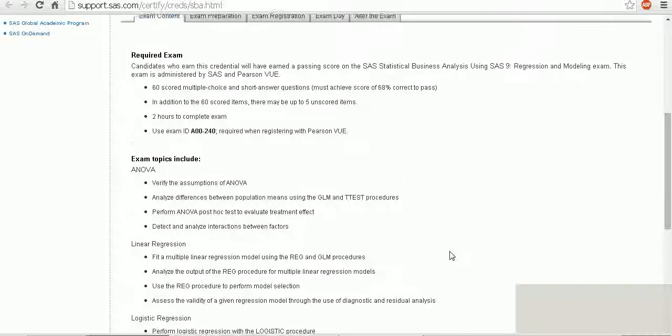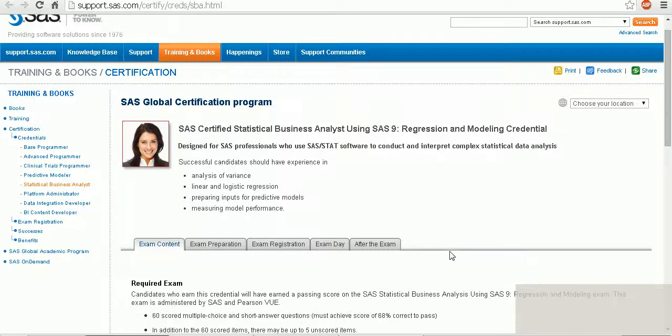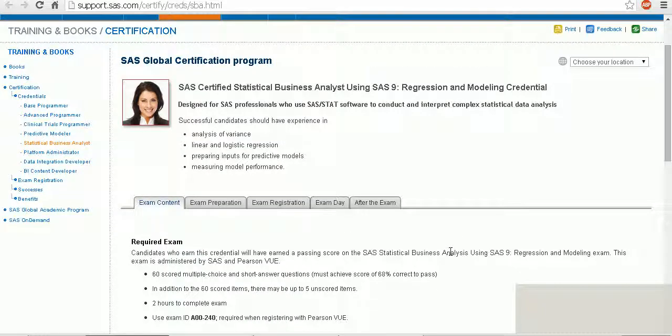Okay, I'm talking about this SAS business analyst, a new certification that they have started, which is the statistical business analyst certification. Now, if you look closely, this is the second certification that becomes famous except the base certification. And this certification talks about analysis of variance, linear and logistic regression, preparing input for predictive model and measuring model performance. So we are looking at four things here.